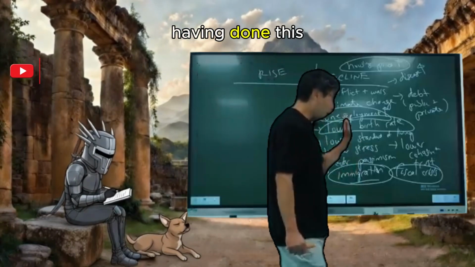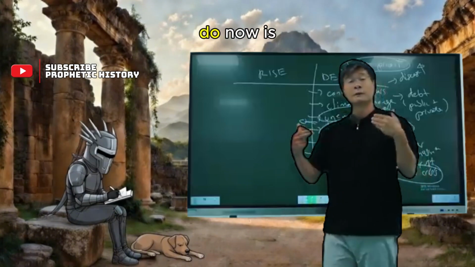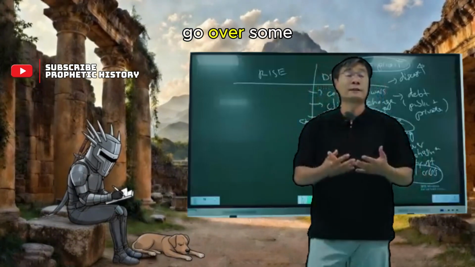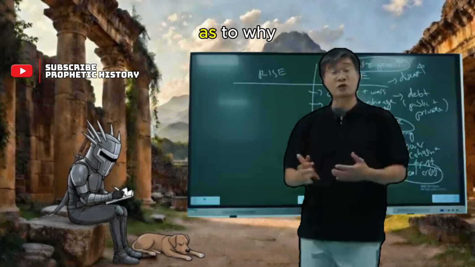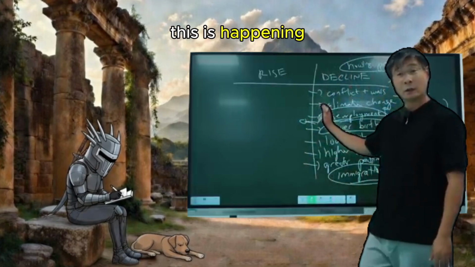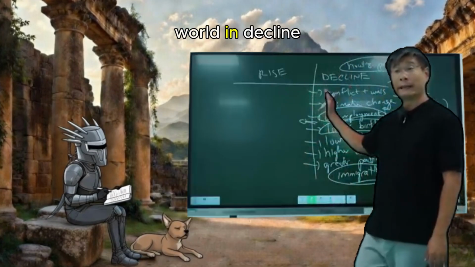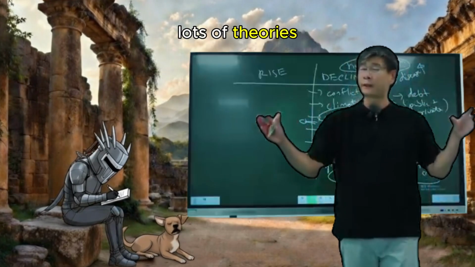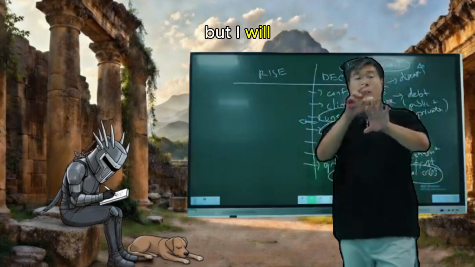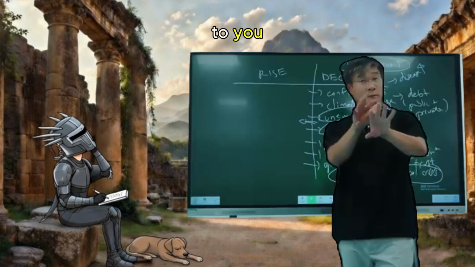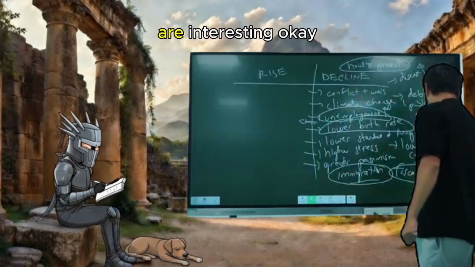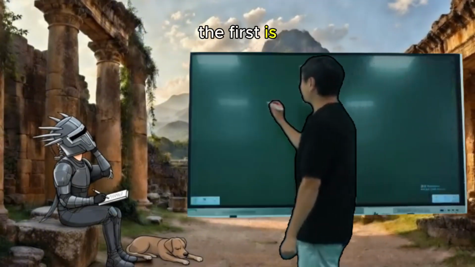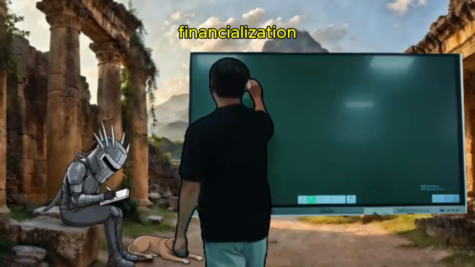All right, now having done this, what I'm going to do now is go over some theories as to why this is happening. Why is the world in decline? Okay? And there are lots and lots of theories, but I will present 3 theories to you that I think are interesting. Okay? The first is the idea of financialization.